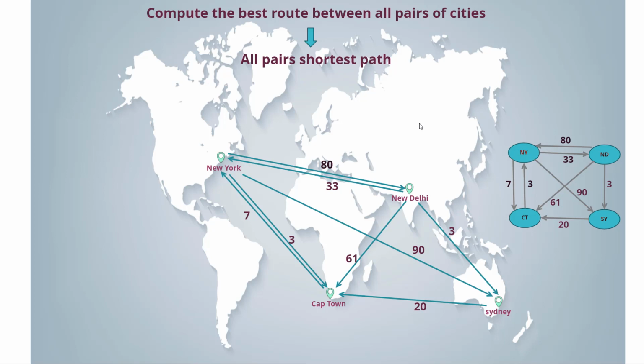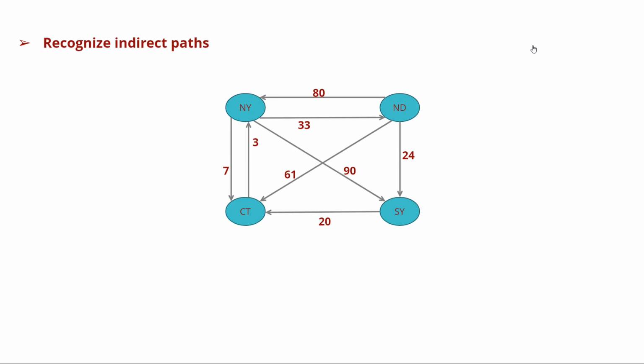Some vertices in this graph might not have a direct path. For example, there is not a direct path from vertex CT to ND. There is a direct path only from ND to CT, but not from CT to ND. But there is an indirect path from vertex CT to ND. I mean, we can pass through NY to reach the vertex ND.